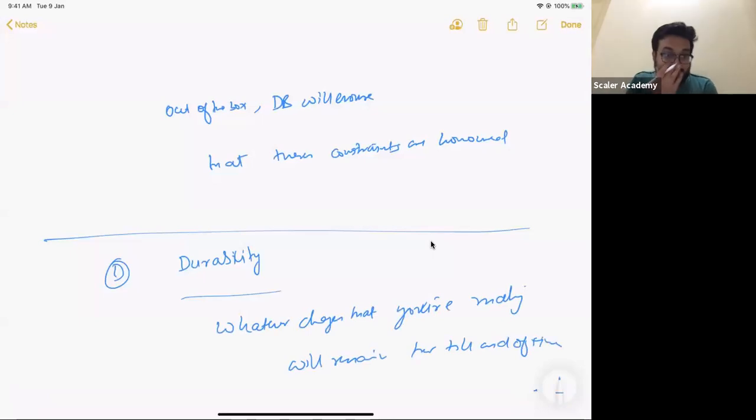Whatever changes you're making will remain there till the end of time unless and until you specifically update them. Does that make sense to everybody? This is a very, very fundamental property for any database because databases are used for persisting data, and it should not be the case that I wrote something today, came back tomorrow and found that the DB didn't feel like it and that write just went away, right? That should not be the case.